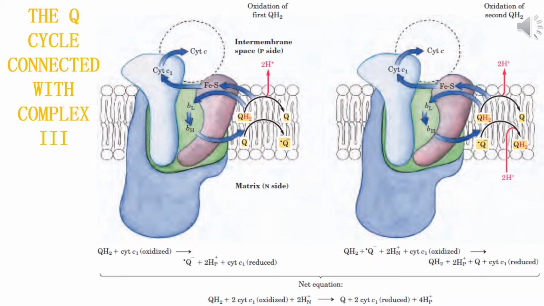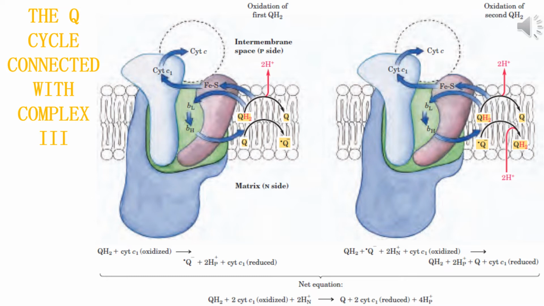The Q cycle consists of two halves, first half and second half. Look at the first diagram. The first half begins with a QH2 molecule. In the previous slide you found how the Q becomes QH2 by accepting electrons and protons from the NADH or from the FADH2. Now the QH2 interacts with cytochrome C1 and the QH2 is releasing 2 electrons and 2 protons. You can see in the first diagram the 2 protons are released into the intermembrane space.